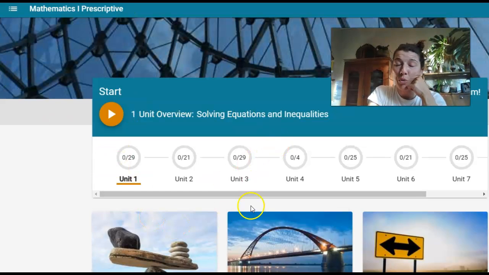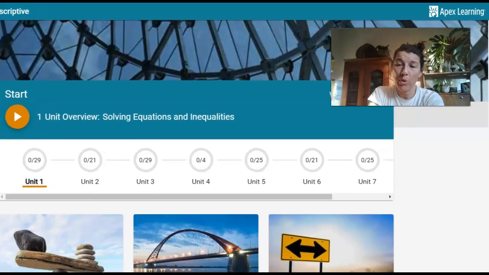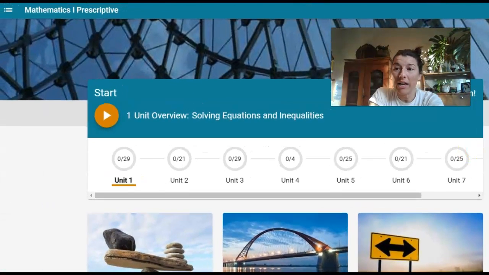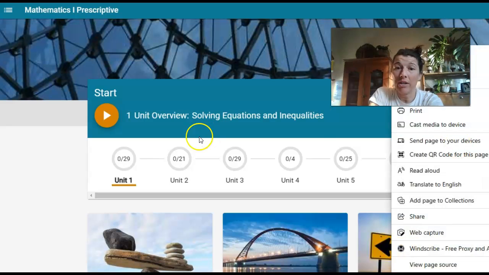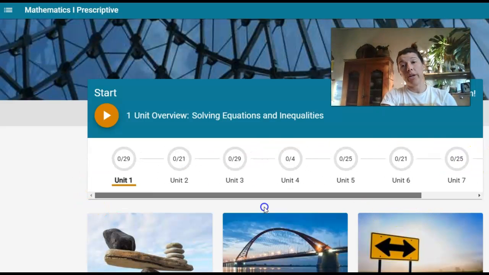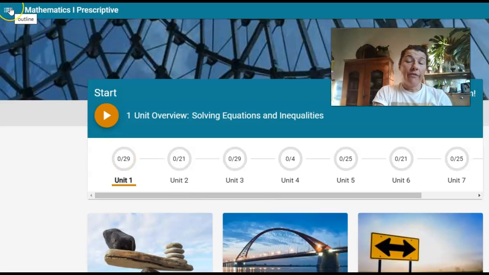So most of your work is going to be done in Apex. This is your online Apex textbook. Apex Learning right there. When you first click on your Math Foundations textbook, you are going to see a picture of the entire textbook. These are all of the units that we are going to study during the school year. For the first semester, we're just covering the first 3 units.